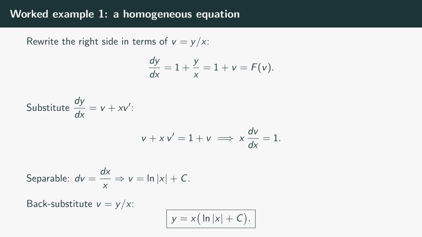The equation becomes v + x v' equals 1 + v. The v terms on both sides cancel, leaving x dv/dx equals 1. Beautifully simple and separable. Write dv equals dx/x. Integrate both sides, v equals the natural log of the absolute value of x plus a constant c. Finally, substitute back v equals y/x, so y/x equals log|x| + c. Multiply through by x, y equals x(log|x| + c). That is the general solution, found by turning a non-separable equation into a separable one.